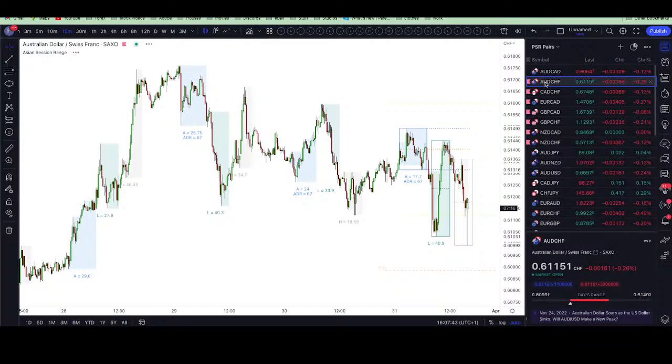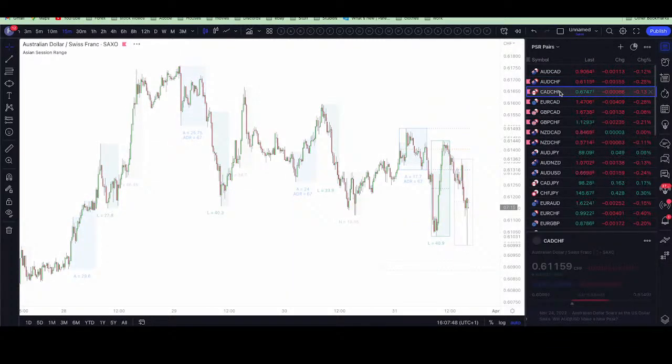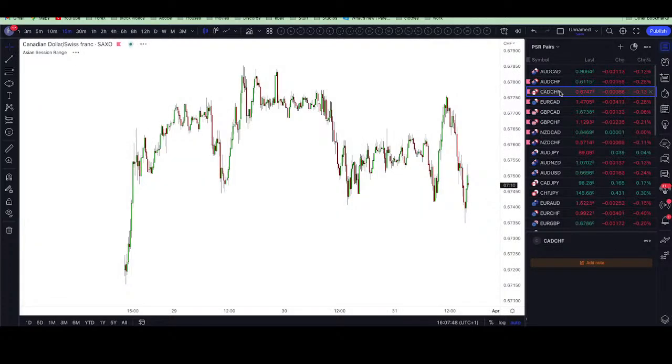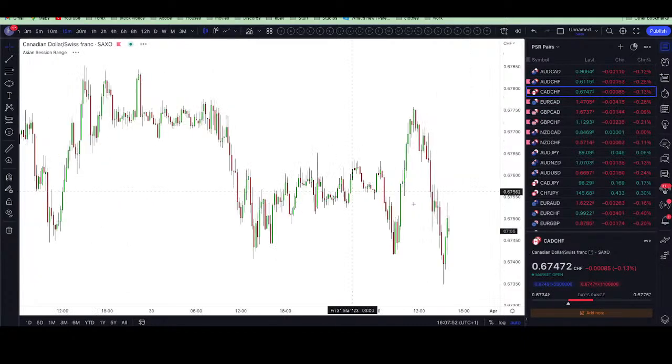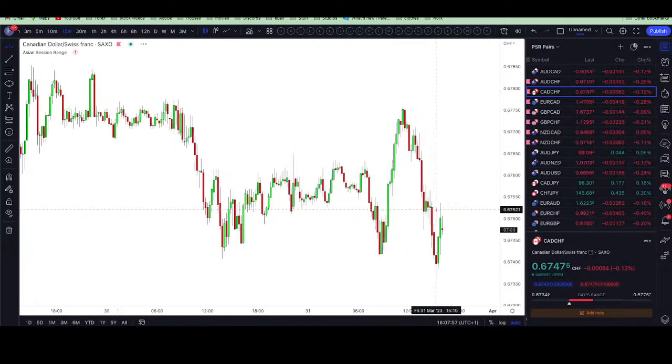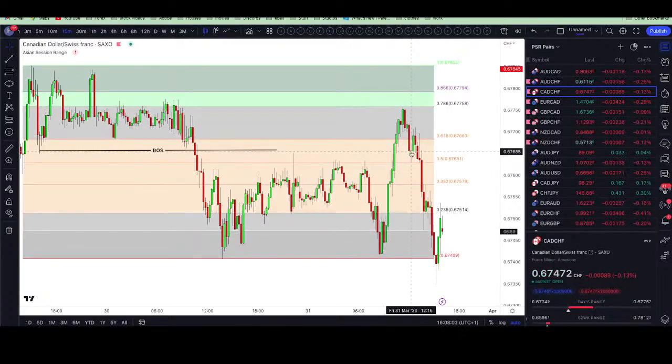AUD CHF has pushed back down again. See if CAD CHF is rejected. Let's see where CAD CHF hit. So we had our 15-minute break of structure here. Boom. Are you ready to go on that one? Can't see where CAD CHF has gone. It's probably gone down to the London low anyway.